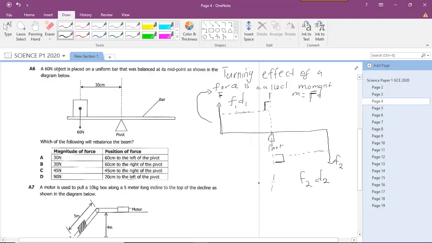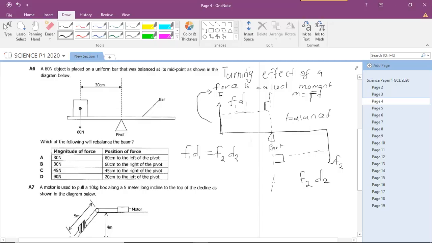So if this ruler that we've drawn is to be balanced, the sum of the clockwise moment, force times distance about this pivot, has to be equal to the sum of the anti-clockwise moment, force times distance about the same pivot. So F1 times distance 1, which is the moment, has to be equal to force 2 times distance 2 about the pivot for this ruler to be balanced.